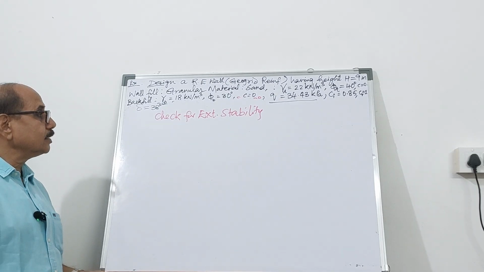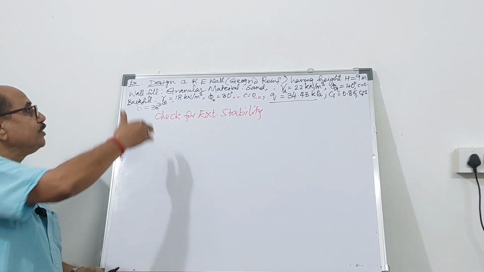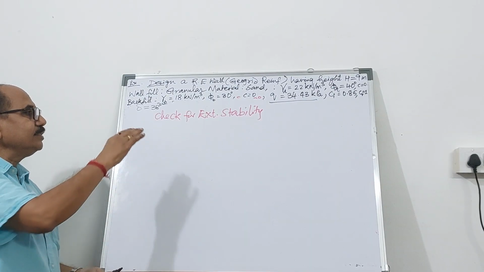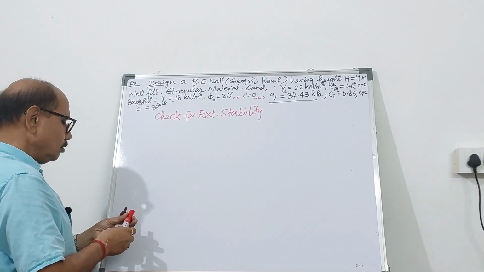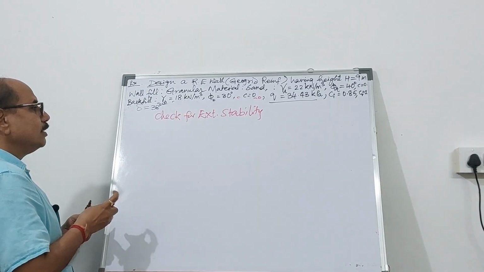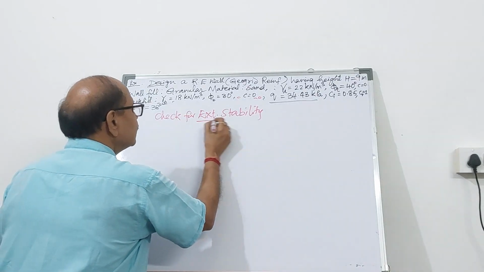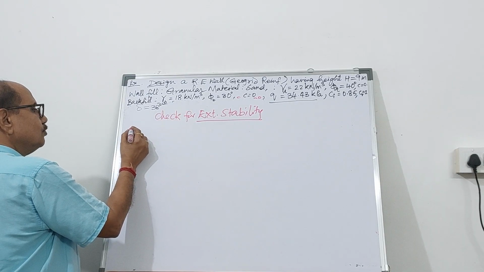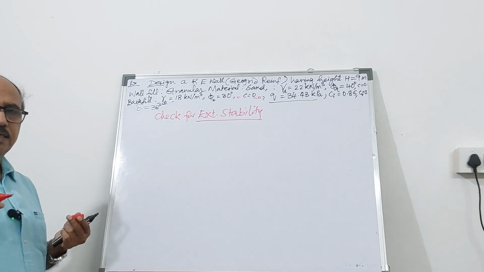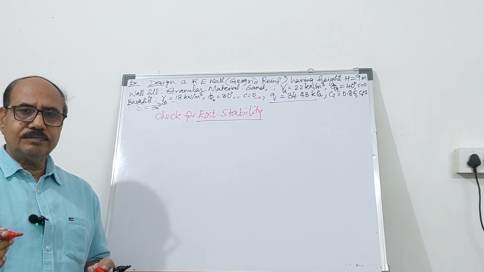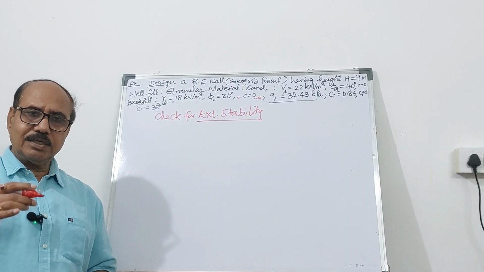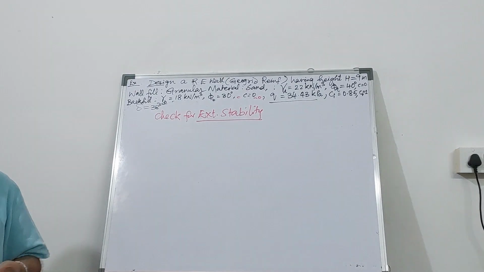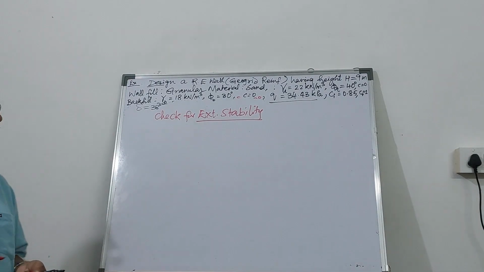So friends, in continuation with the previous video of design of a RE wall, you have seen the internal stability. Now let us see the checks for external stability. So first is going to be check for sliding, then overturning, then bearing capacity failure. So all those checks you will have to provide.